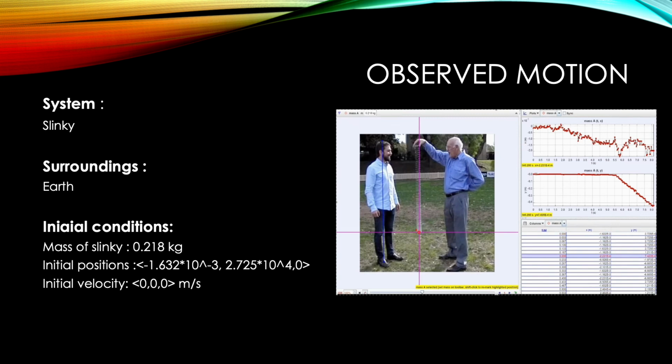Observed motion. The system in this case is the slinky, the surroundings is the Earth, and the initial conditions are as follows. The mass of the slinky is 0.218 kg. The initial position is negative 1.632 times 10 to the power negative 3 in the x-axis, and 2.725 times 10 to the power 4 in the y-axis. The initial velocity is 0 meters per second.